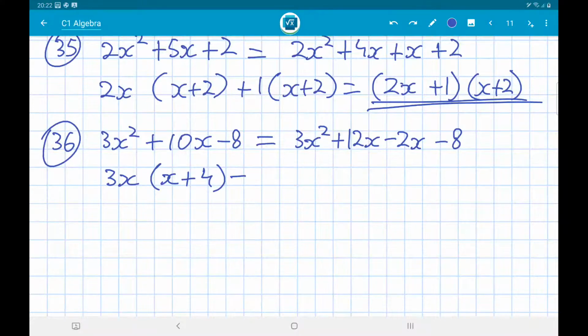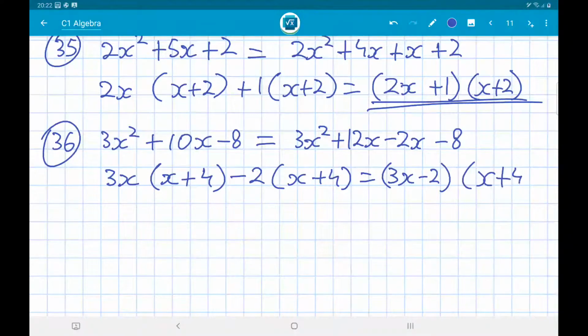So we get minus 2 on this side. Can't keep having that. Minus 2, and you get x plus 4 on this side, because the minus is coming out. And that gives you 3x minus 2 as the common, and you get x plus 4 as the common. Okay, there you go.